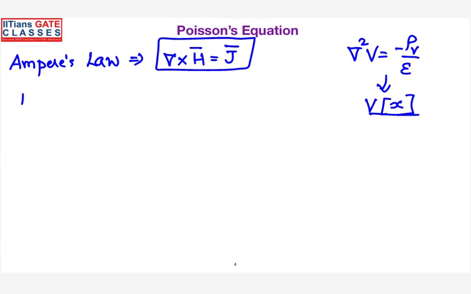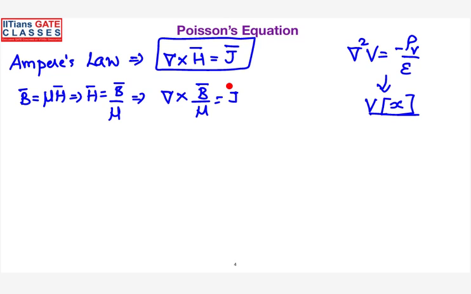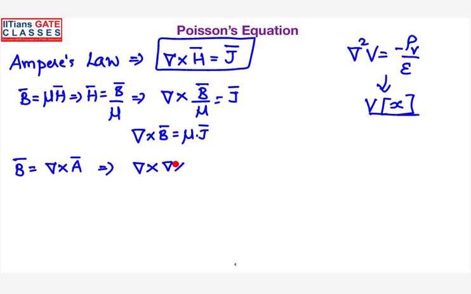And we know that the magnetic flux density can be written as mu times H. So H can be written as B by mu. So you can substitute here. What will happen? Curl of B by mu is equal to J, which means curl of B is equal to mu into J. And in turn, just now we have seen the magnetic flux density is the curl of A. So if we substitute here, the curl of curl of A is equal to mu into J.